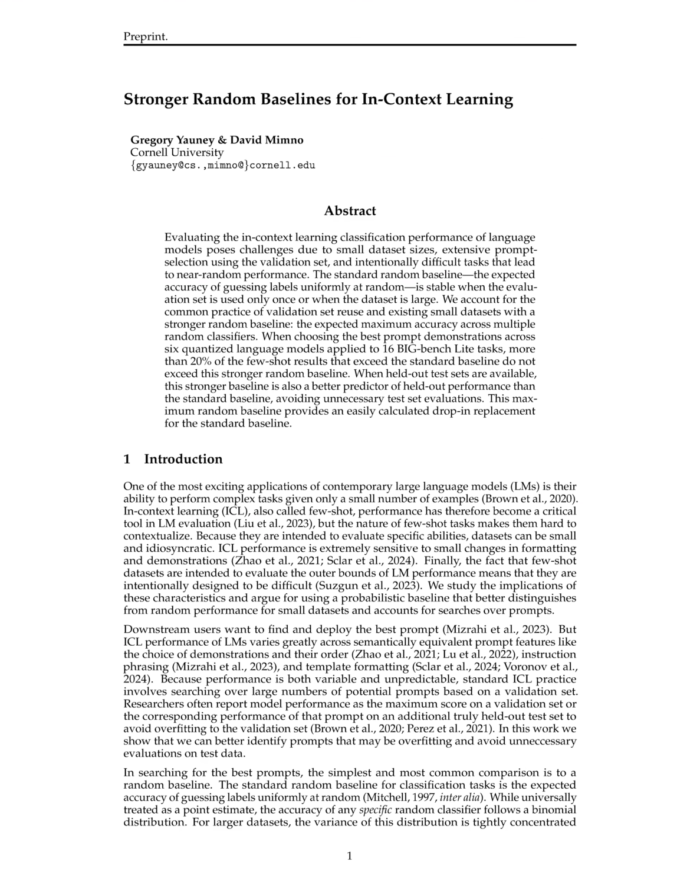Furthermore, the maximum random baseline method relies on assumptions about the distribution of random classifiers and the order statistics of the binomial distribution, which may not always accurately capture the complexity of model performance in real-world scenarios. Lastly, the effectiveness of the maximum random baseline method may vary depending on the experimental design parameters, such as the number of validation examples, the number of evaluated prompts, and the number of classification options, which could limit its generalizability across different settings.